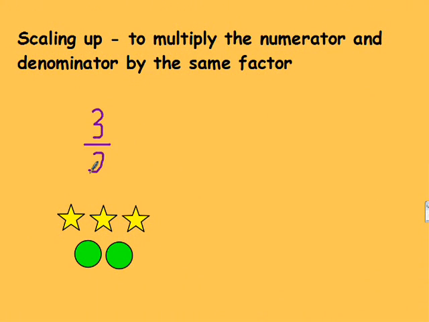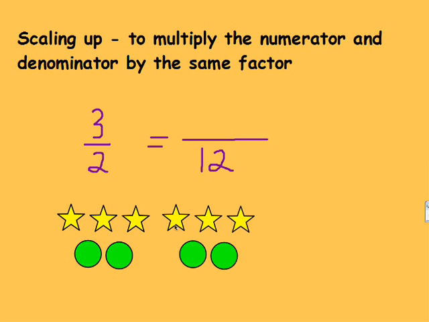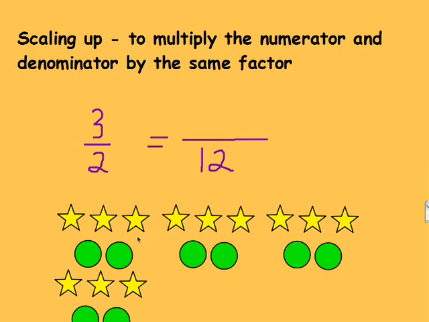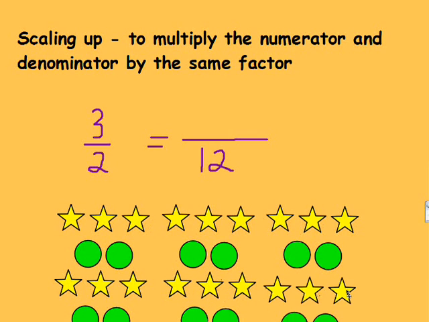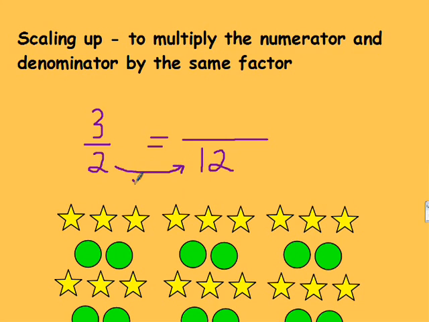Scaling up is to multiply the numerator and denominator by the same factor or number. So 3 stars to 2 circles. If we want to figure out how many stars there would be if we have 12 circles, we could either draw the pictures, there'd be a lot of pictures, and count, or we could scale up. We could multiply the 2 on the bottom times 6, do the same thing on the top, and then we would know that there are 18 stars.